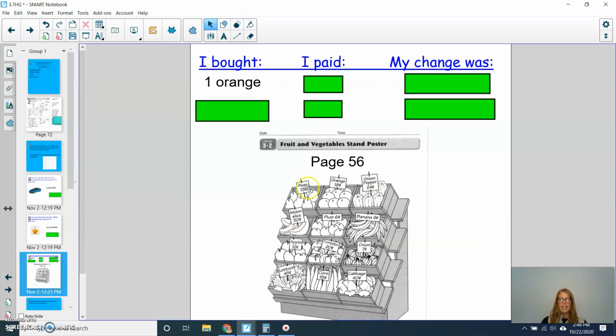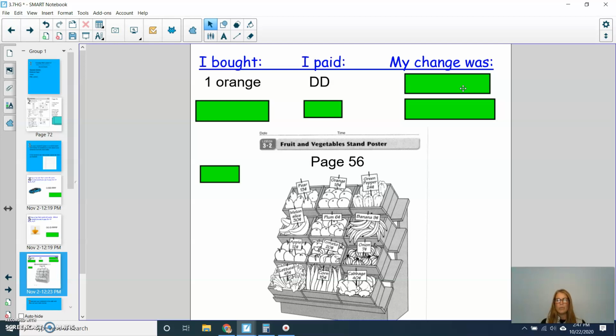You can just take a look at my page 56 from the other lesson, from lesson 3.2. But let's say today I bought an orange, and see how an orange is 18 cents. But I didn't have exactly 18 cents, so I paid with 2 dimes. Could you write down how much change I would get back? Press pause and then play.